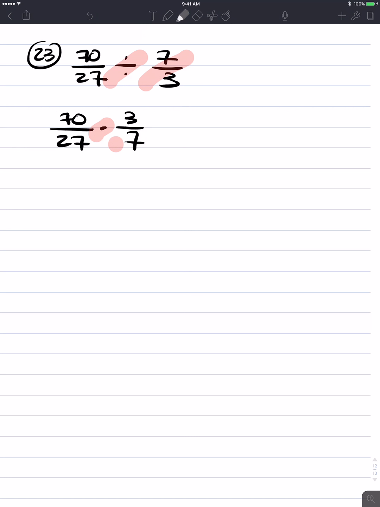Notice we multiply that first fraction by the reciprocal of the second fraction. 70 times 3 over 27 times 7. We're going to have to break down these numbers into their primes. 70 is written as 7 times 2 times 5. 27 is written as 3 times 3 times 3.